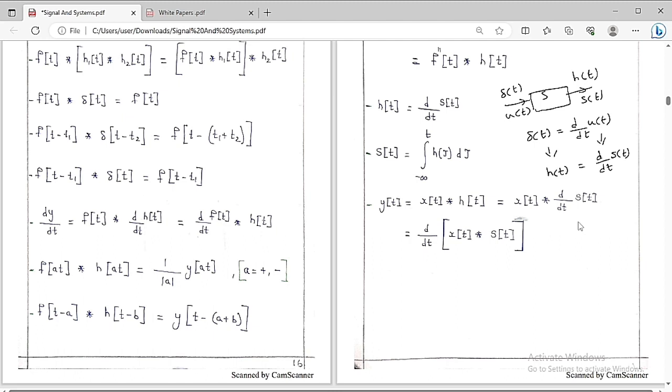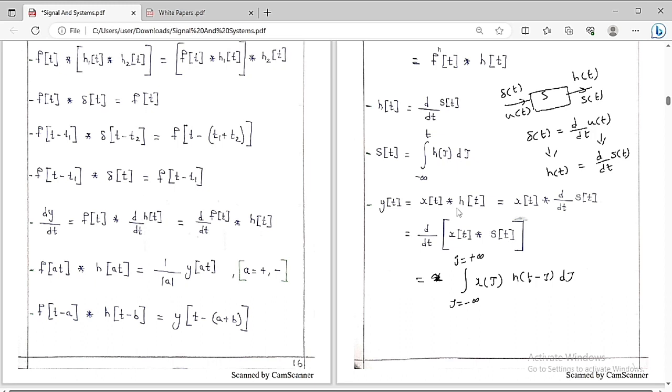Listen carefully. x of t convolution h of t is the integration from tau equal to minus infinity to tau equal to plus infinity of x of tau into h of t minus tau d tau. So this is what I have written for this one. But here, h of t is d by dt of s of t.